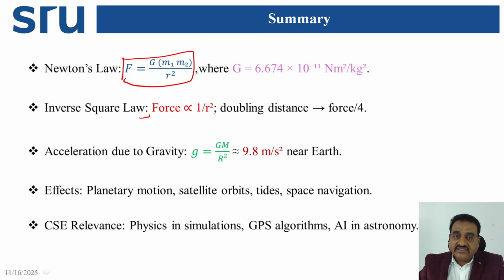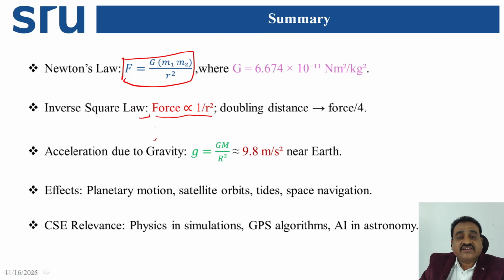We clearly explained in this video. The universal gravitational law is also known as Newton's law of gravitation or inverse square law of gravitation. In the inverse square law of gravitation, force is inversely proportional to the square of the distance between them. Doubling the distance, we get the force divided by 4.